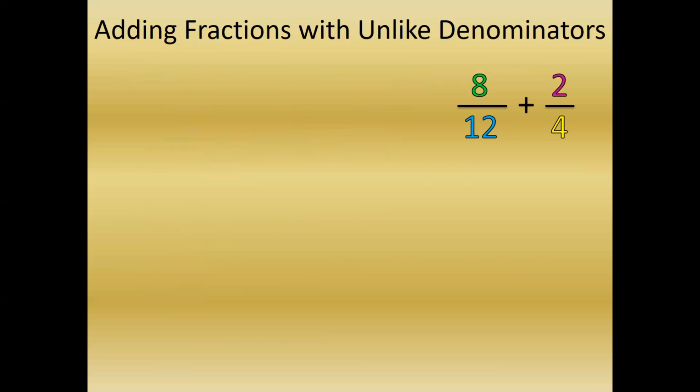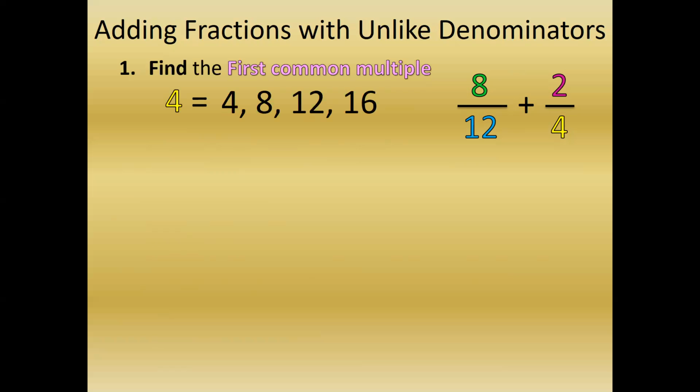All right, let's try one more problem. We have 8/12 plus 2/4. We can't just add them up because their denominators are not the same right now. So we have to go through our steps. Step number 1 is to find the first common multiple. So go through your 4s. It'll be 4, 8, 12, 16. We're going to stop there.